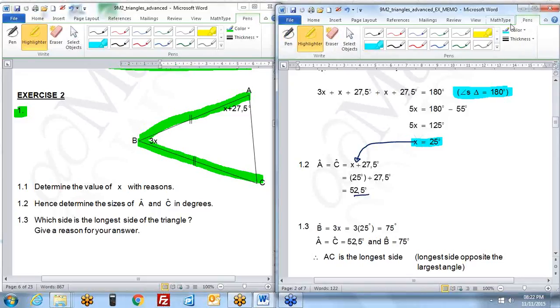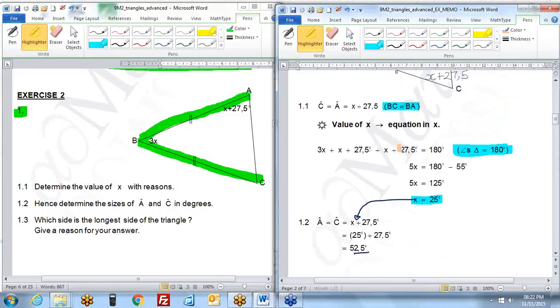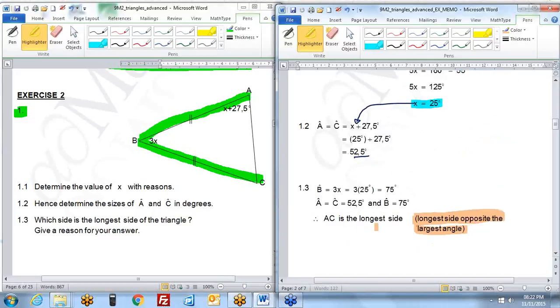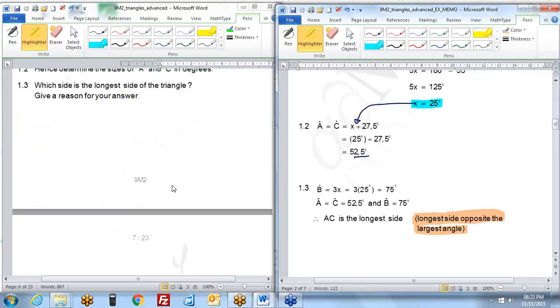Very important. You won't believe me, but the reasons are of more value at this stage than anything else, because even though your calculations are correct, you won't get all the marks if you don't give the reasons, for example, why you put this equal to 180 degrees. You add the angles and you equal it to 180 degrees. It doesn't mean a thing if you don't give the reason. The same here. The longest side opposite the largest angle. You have to write it down.